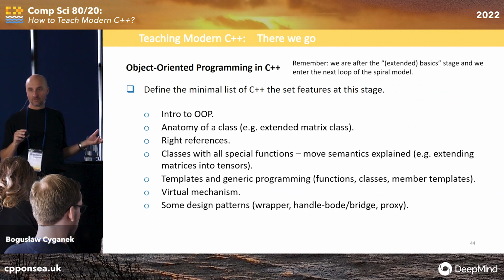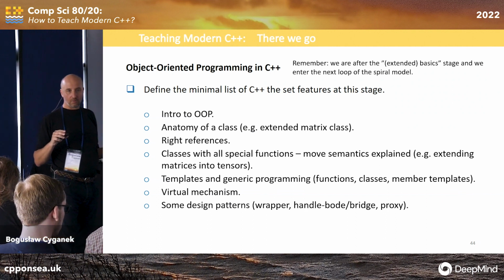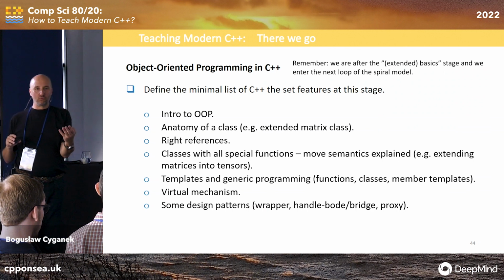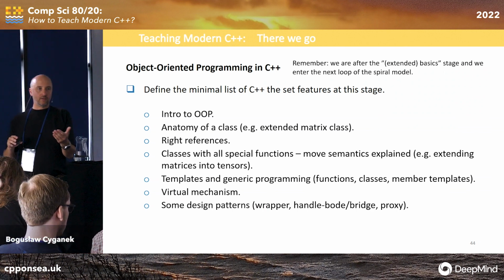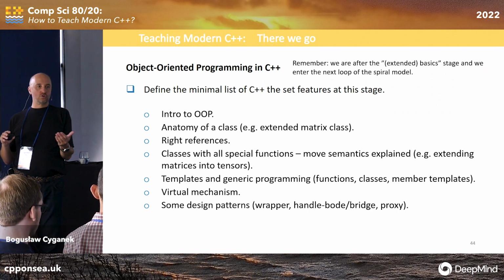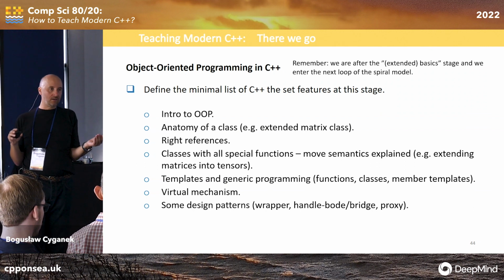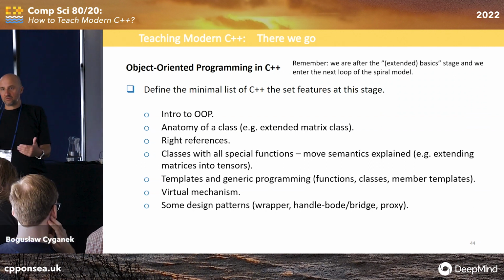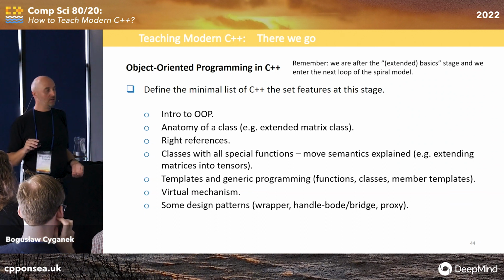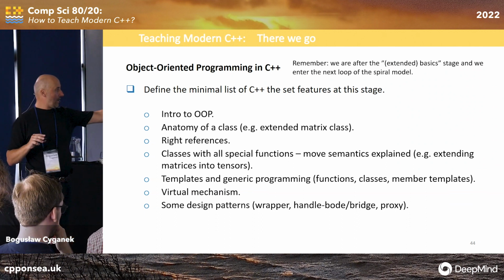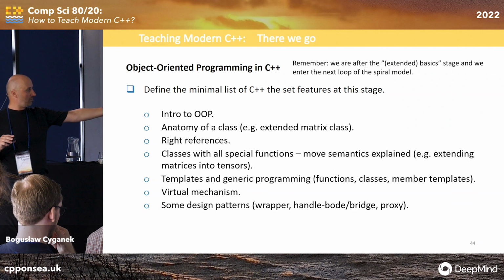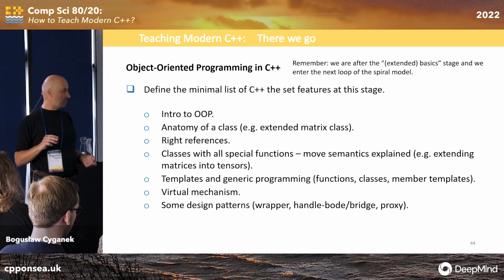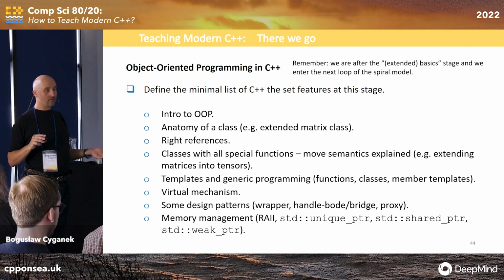Some design patterns, what I mentioned, teach more on occasion. Showing an example, you can show more. Don't stop on showing sort. Just ask people to write your version of sort. They can learn more about algorithms at this stage, about very useful wrapper, handle-body, and proxy, for example. Memory management at this point.